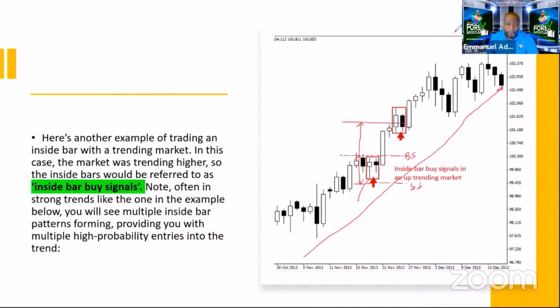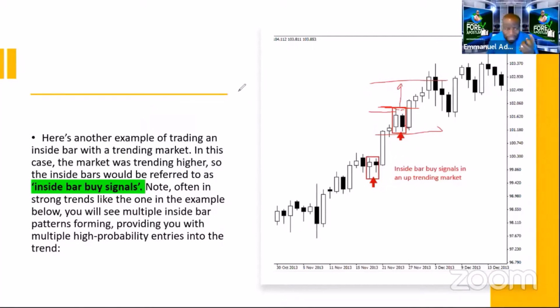This is another example. Right there, you can see this is the mother bar, this is the inside bar. So this is the buy stop, this is the stop loss, and you measure up, boom, right there, you take your profit. As I said, it depends on the time frame you are using. If you are using a smaller time frame, like 5 minutes, this could give you like 10 pips, 20 pips. If you are using a daily chart, just this one-to-one risk to reward ratio alone could give you almost 150, 300 pips.